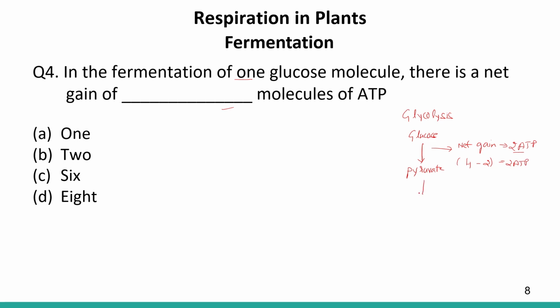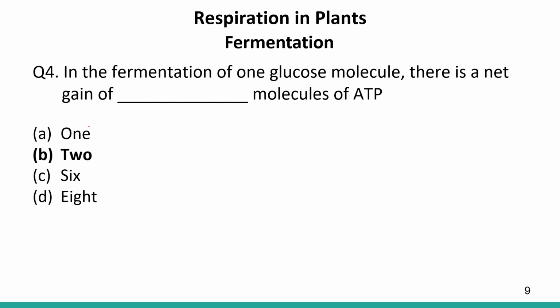Now further, pyruvate is converted into either ethanol during alcoholic fermentation, or it can be converted into lactic acid during lactic acid fermentation. Here there is no generation of ATP, and NADH gets converted into NAD. So what is the net gain? Here it is 2 ATP. So what should be the answer?